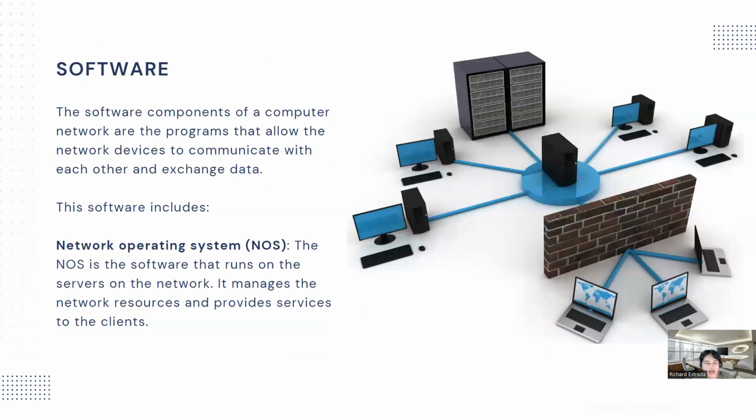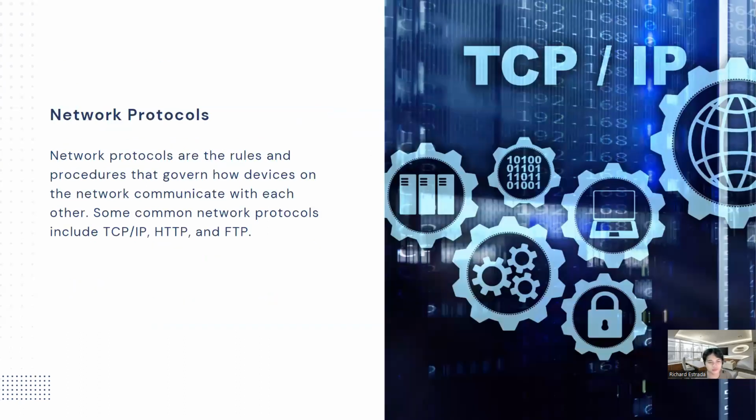Okay? And the next is we have these different softwares. The software components of a computer network are the programs that allow the network devices to communicate with each other and exchange data. So first, we have the Network Operating System or NOS. The NOS is the software that runs on the server on the network. It manages the network resources and provides services to the clients.